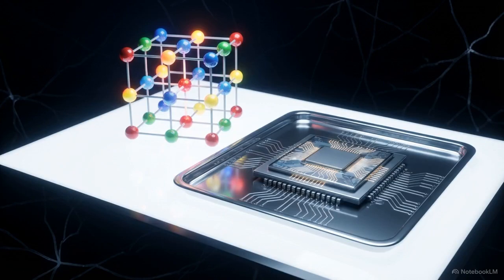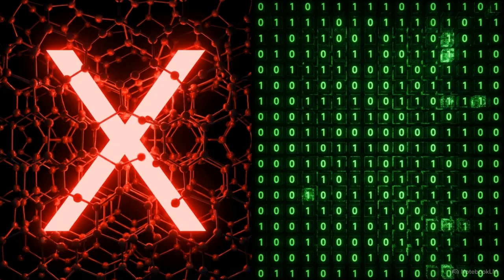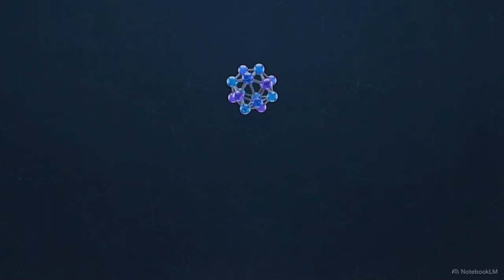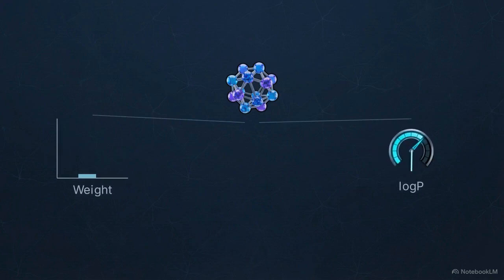This leads to the next hurdle. The machine learning model responsible for the final evaluation cannot read chemical structures. It processes numeric patterns. This diagram illustrates the extraction process. RDKit calculates physical properties like molecular weight and log P.